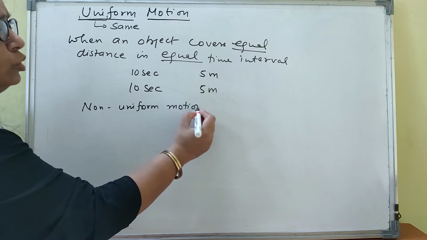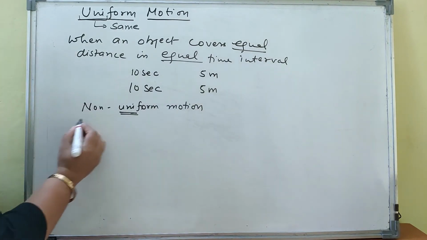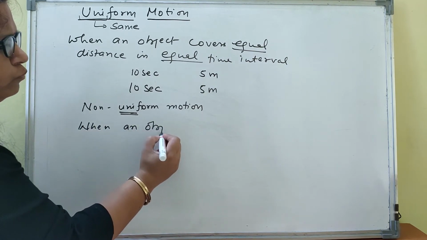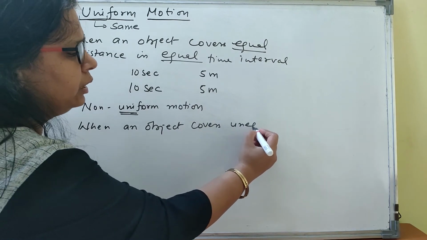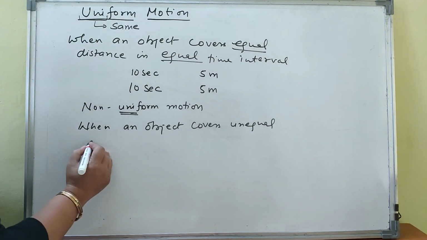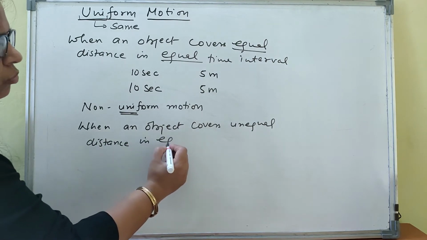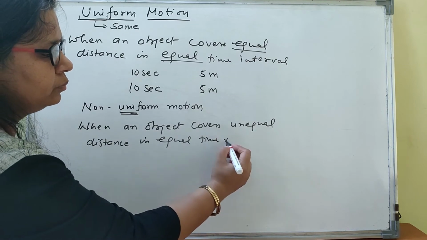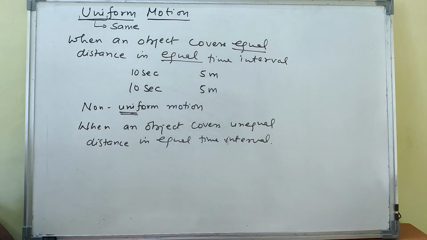Contradictory to this, if we talk about non-uniform motion, it means the motion is not uniform, it is not the same throughout. In that case, when an object covers unequal distance in equal time intervals, then we say the motion is non-uniform motion.